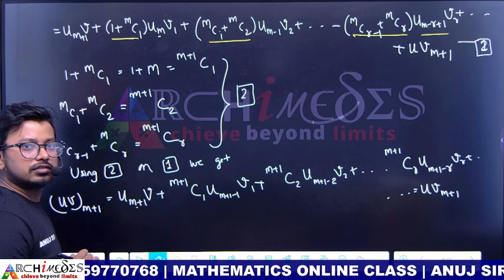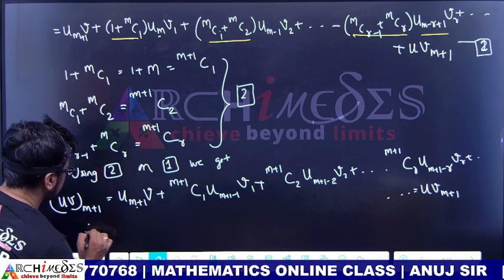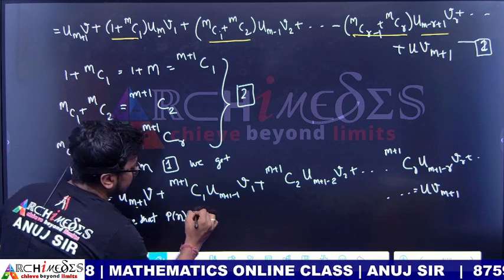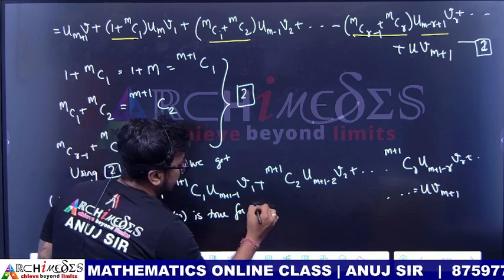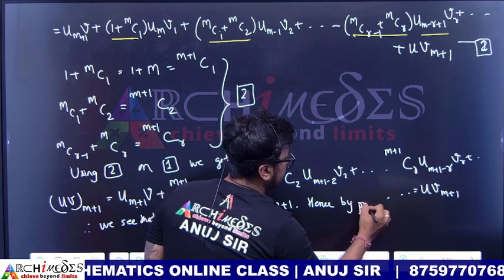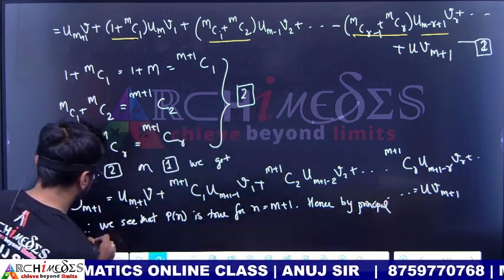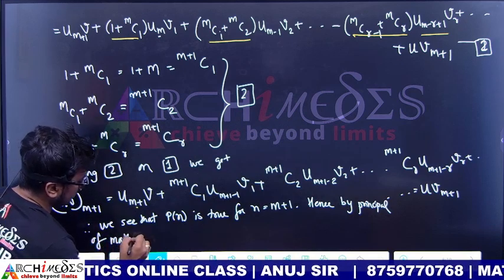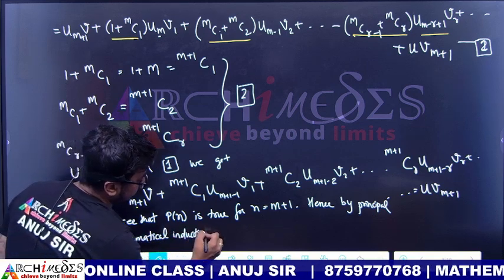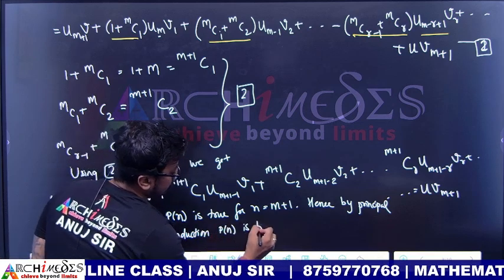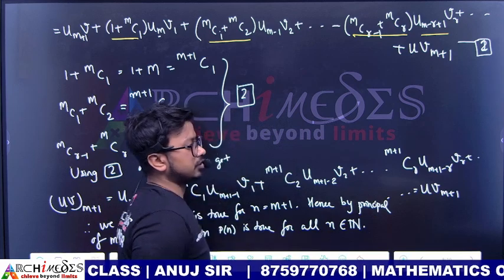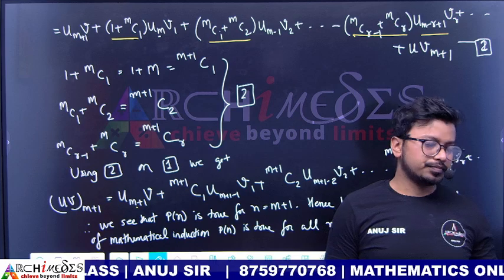Clear? Any doubt? Clear? So therefore, we can see that P(n) is true for n equals m plus 1. Hence, by the principle of mathematical induction, P(n) is true for all n belonging to natural numbers. So this is the proof of the Leibniz theorem.